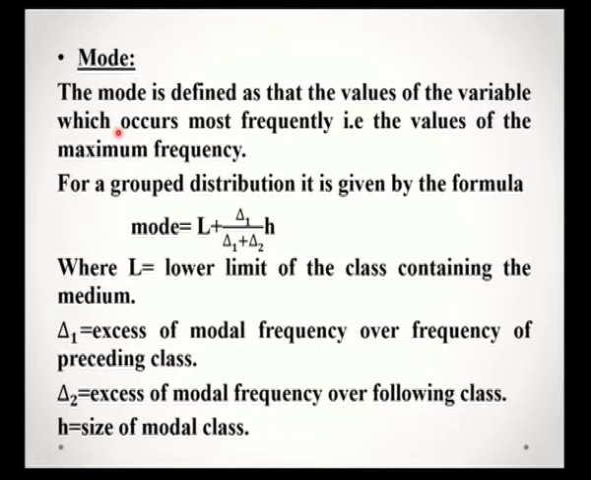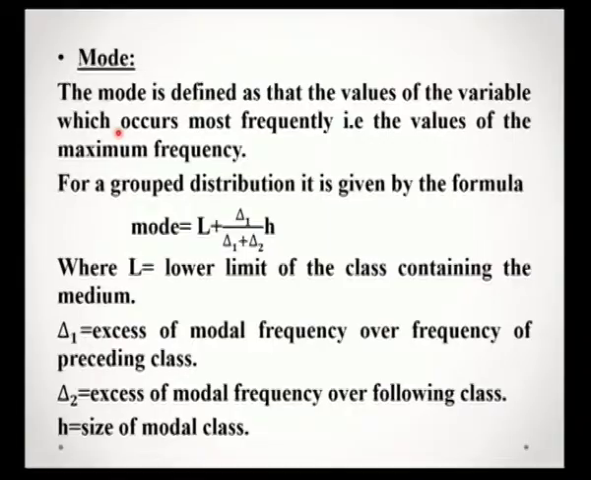The next fundamental thing in statistics is the mode. So far you learnt the arithmetic mean, median and quartile. The next thing is the mode. The mode is defined as the value of the variable which occurs most frequently. That is, the value of maximum frequency is called the mode. For a grouped distribution of data, the mode can be calculated by the formula L plus delta 1 over (delta 1 plus delta 2), into h.